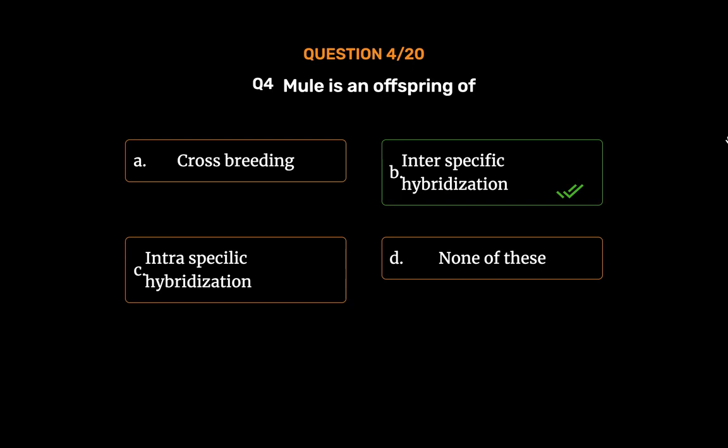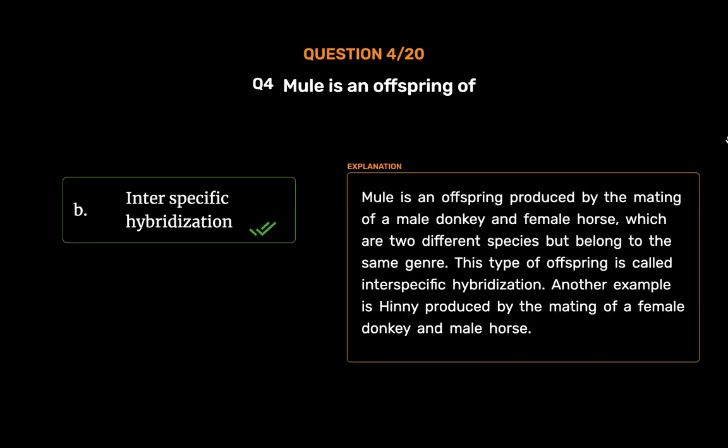Interspecific hybridization. Mule is an offspring produced by the mating of a male donkey and female horse, which are two different species but belong to the same genus. This type of offspring is called interspecific hybridization. Another example is the hinny, produced by the mating of a female donkey and male horse.